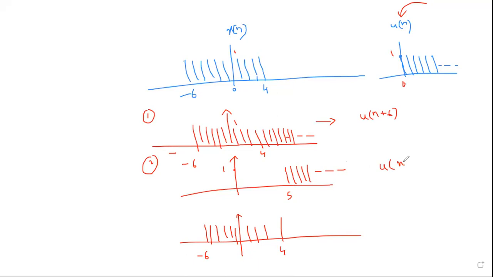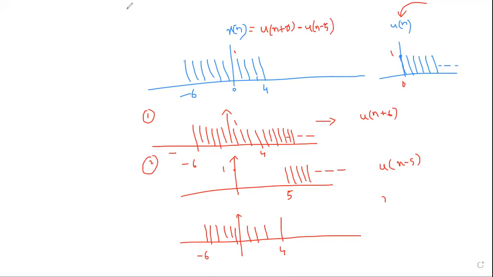What is this signal? u of n minus 4? No. See, where does it start from? 5. n minus 5. So this is u of n minus 5. So u of n plus 6 minus u of n minus 5 gives you a signal which starts from minus 6 but ends at 4. Okay. So this particular signal I will represent as u of n plus 6 minus u of n minus 5. Okay.